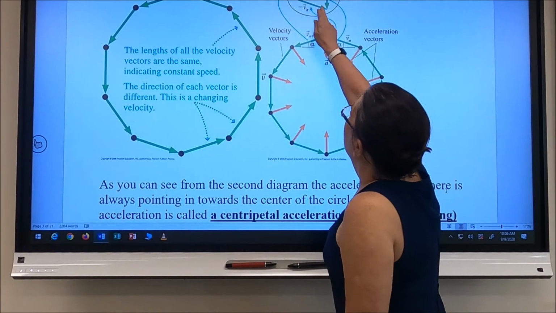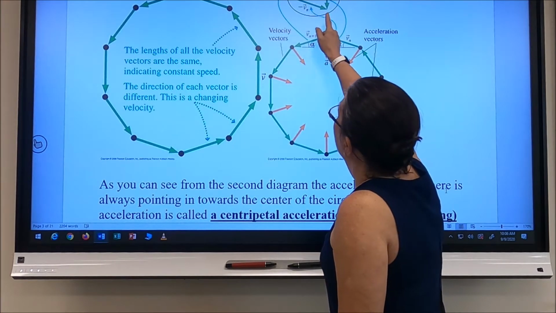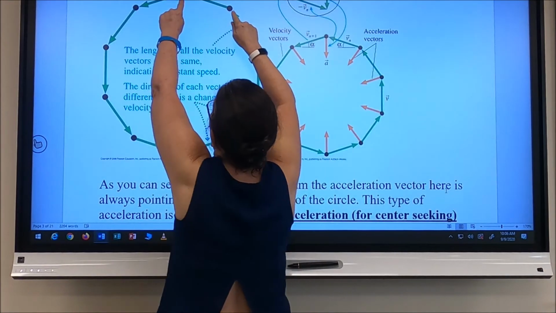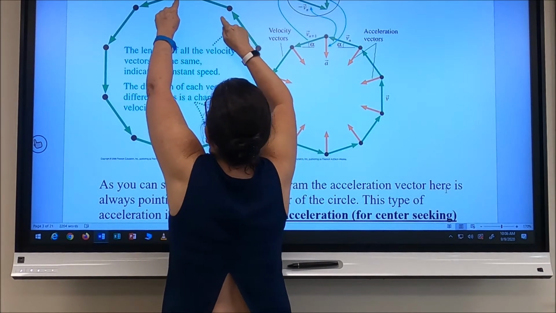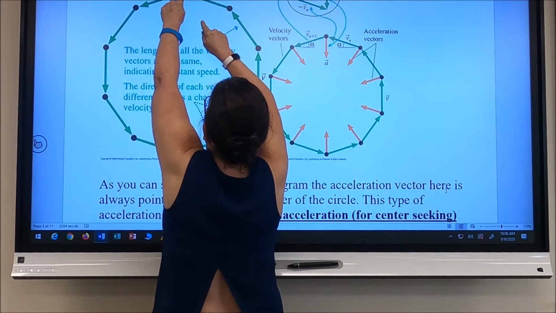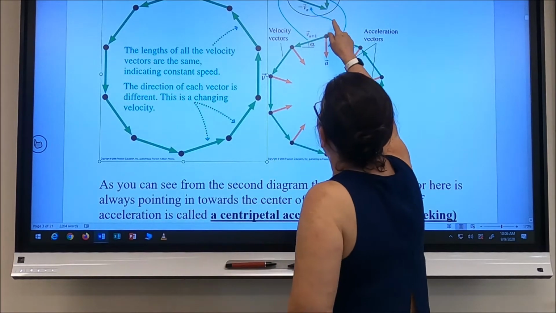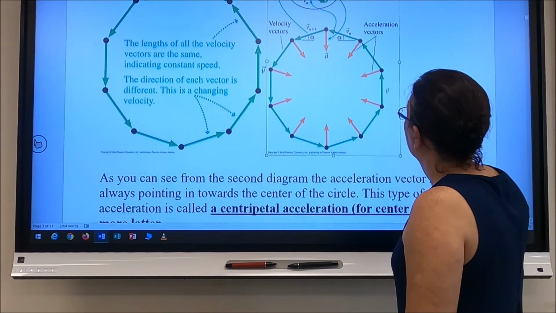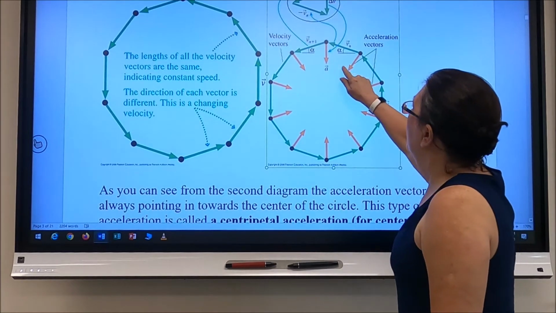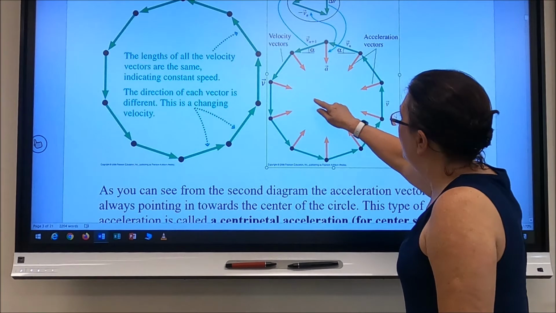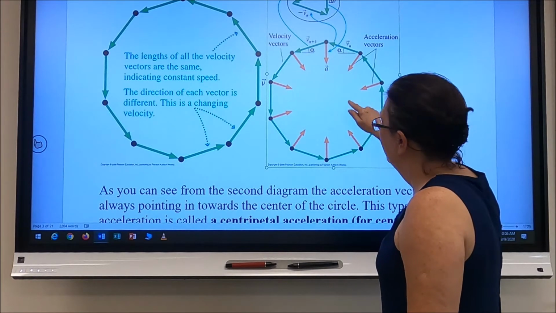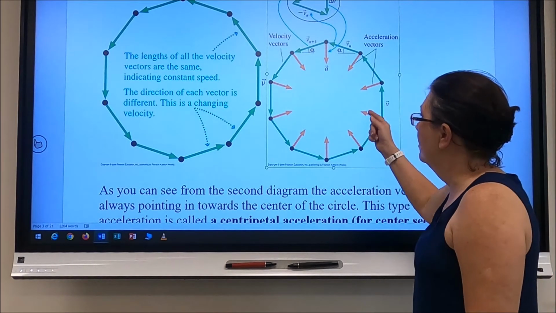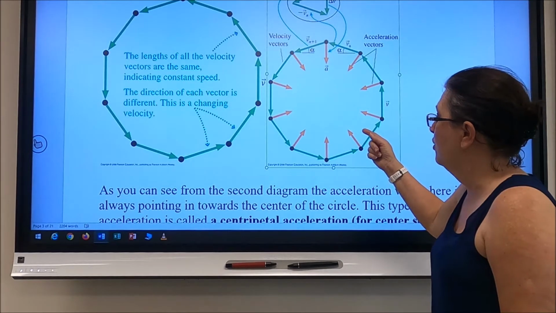And if we looked at v final minus v initial, so if I took this as v final and this is v initial, what we get is a vector that points toward the middle. So what we notice here is in this situation, the acceleration vectors are always pointing in toward the middle. This is a type of acceleration that we call centripetal acceleration.